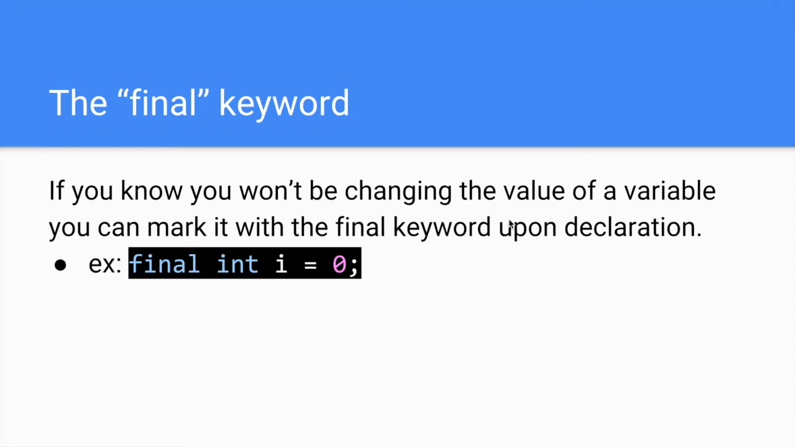And we're going to talk about the final keyword. Final is something you use if you know you won't be changing the value of a variable. So for instance, final int I equals 0. And this works for variables that you want to keep the same throughout the running of the program.